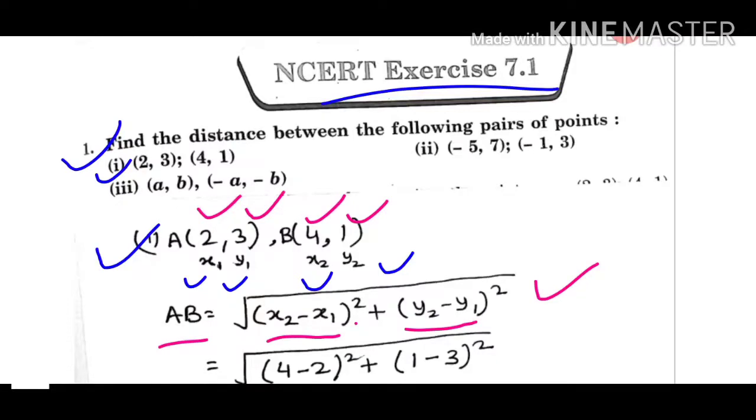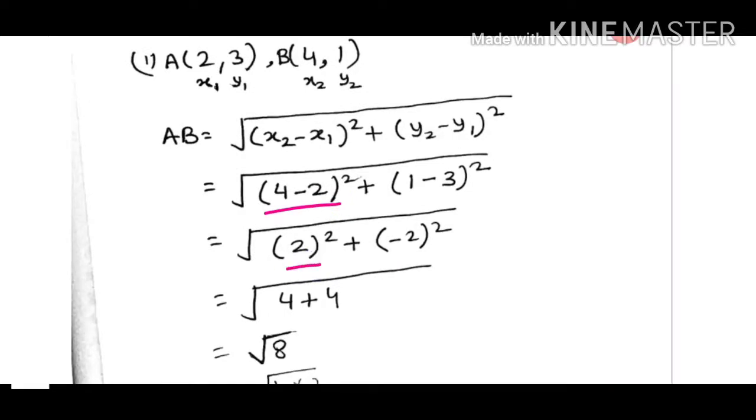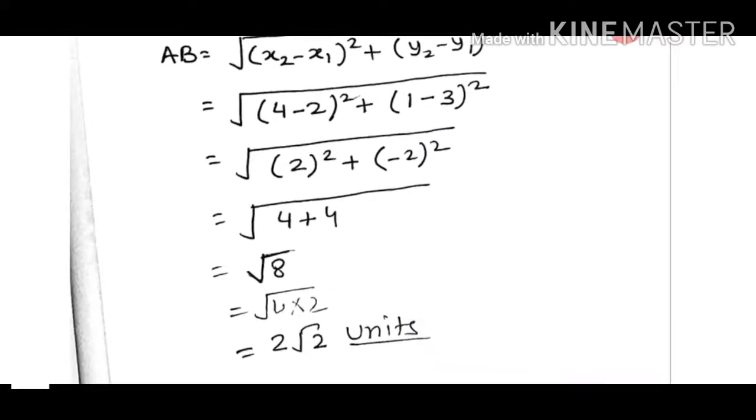So putting all these values, you will get root of (4 minus 2) square plus (1 minus 3) whole square. 4 minus 2 is 2, 1 minus 3 is minus 2. So you will get root of 2 square plus (minus 2) square, and squaring, you will get root of 4 plus 4, that you can write as root 8. Look here, root 8 you can write as root of 4 into 2, and the square root of 4 is 2. So you can write the final answer as 2 root 2 units. This first question is complete.